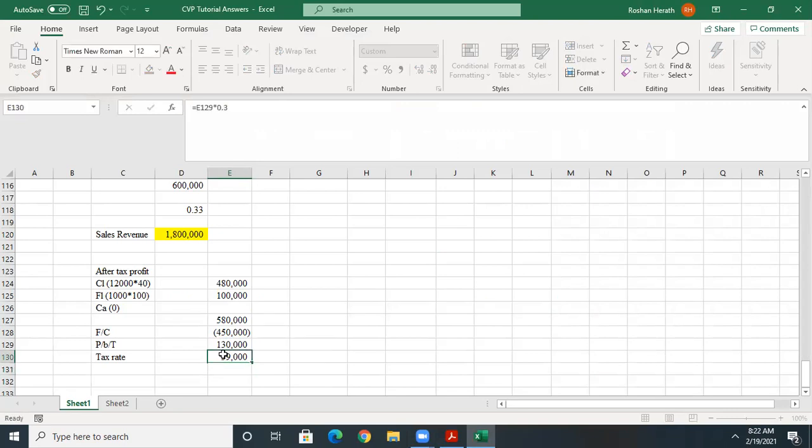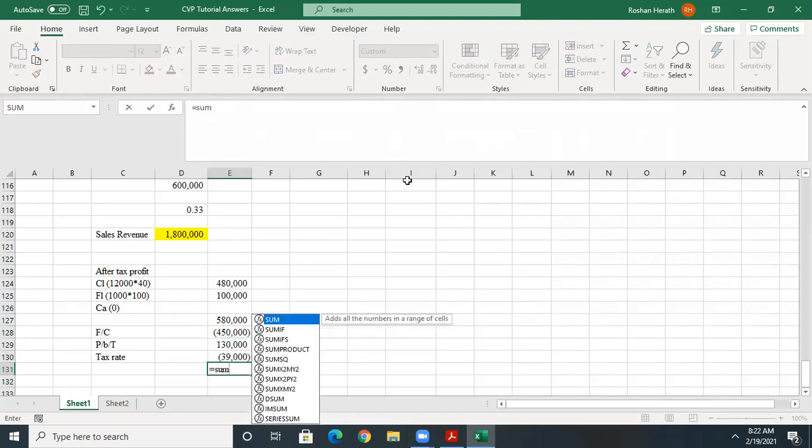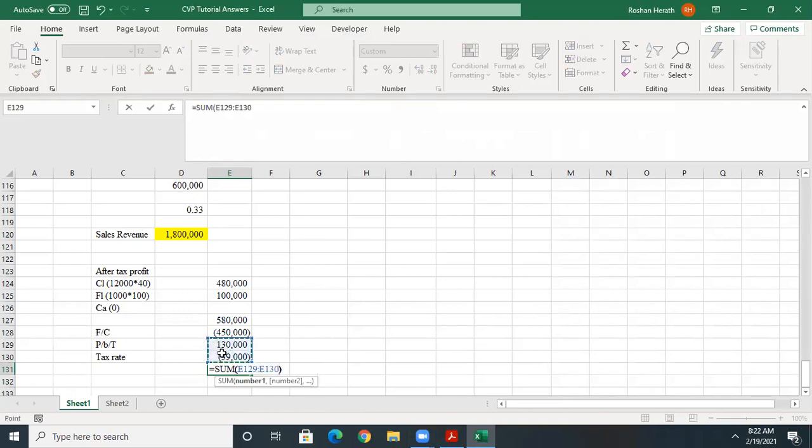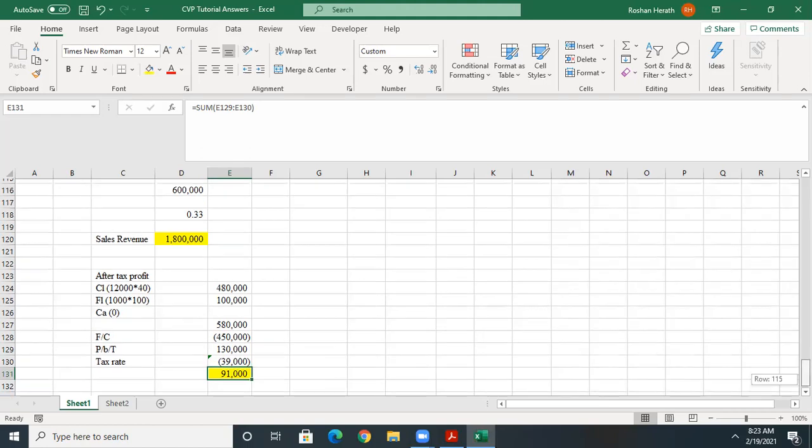It's 39,000 tax that you would have to pay. And consequently, profit after tax, how much is that? It's going to be 91,000. So this is the new situation. Now you need to compare this with the original situation.